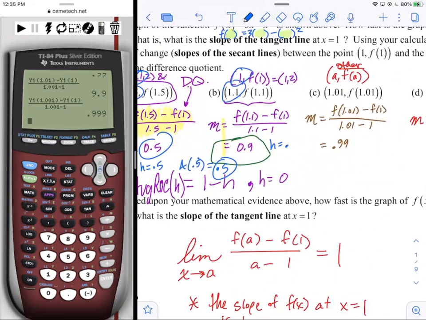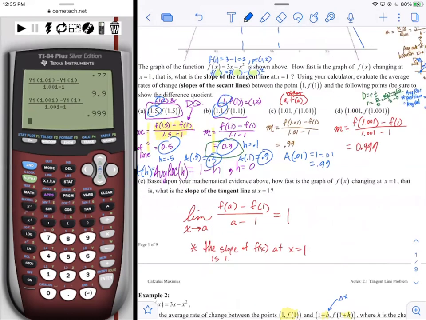Okay. Over here, what was h equal to? From 1 to 1.1, h was 0.1. So what's the average rate of change? Well, it's 1 minus 0.1, which is 0.9. We didn't even need a calculator for that. A of 0.01 would be 1 minus 0.01, which is 0.99. Oh my gosh, we don't even need a calculator for that.